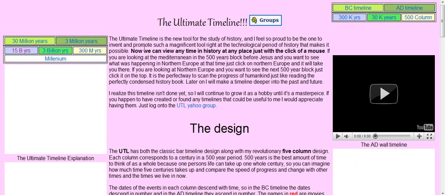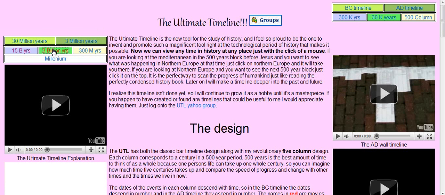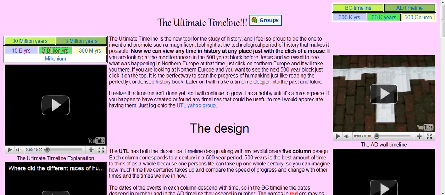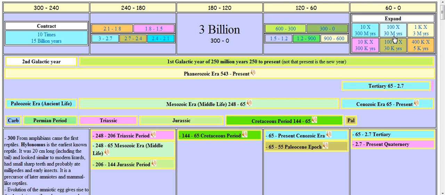Okay, here we are. So there's 15 billion, and then we have 3 billion, which is 5 times smaller. This is from 0 to 300 million. And this is from 0 to 60 in this column, 60 to 120. So tertiary went from 2.7, which is right here, to 65 million.